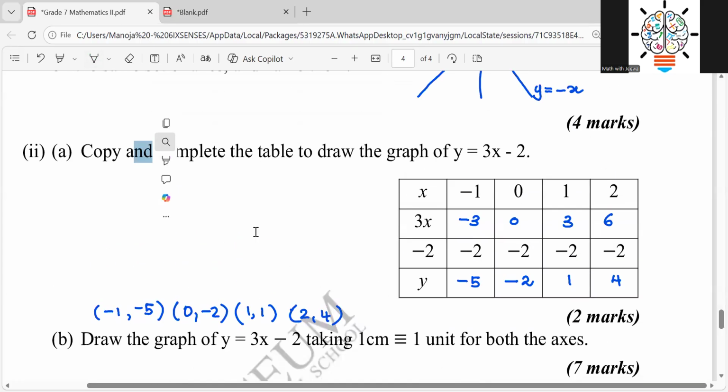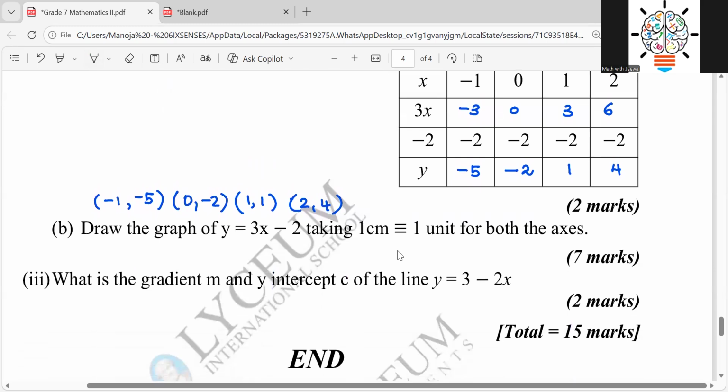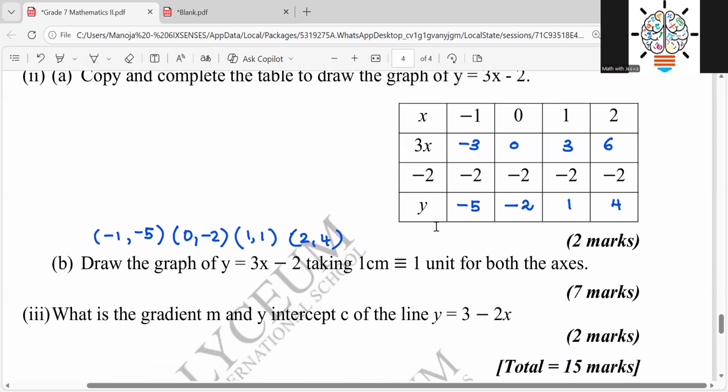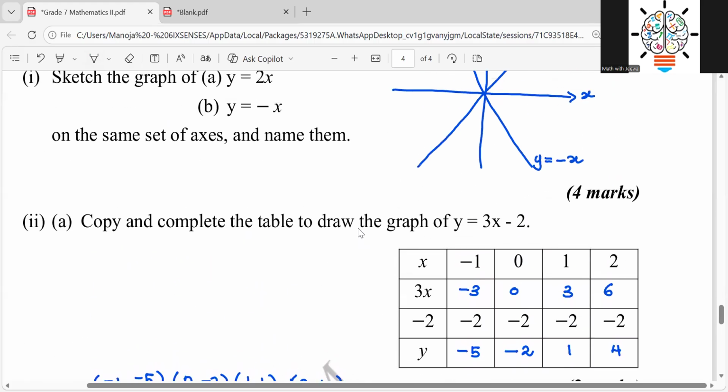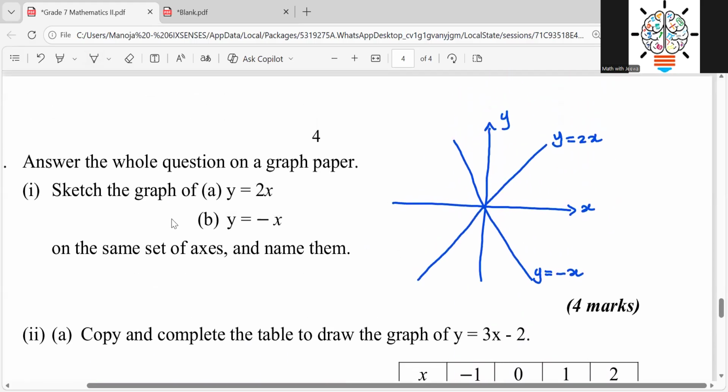So then here I think they expect, in this question they have mentioned, draw the graph taking 1 centimeter, 1 unit. So that means here you want to use the graph papers. But here they have mentioned the sketch, even though they are asking on the graph, answer the whole question on a graph paper, and the same set of axes and name them. They have not clearly mentioned what it is. But answer the whole question on a graph paper means the part 1 should also be written on a graph paper.